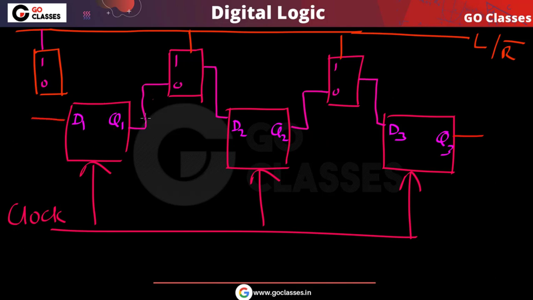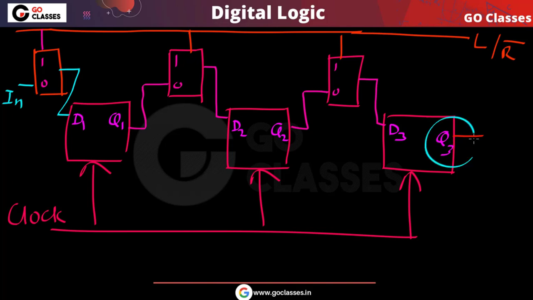So if this is 1, then what will happen? I can connect this like this. And this 0 you can connect with the input. Now when this is 0, this is fine. Now when this signal is 1, then we want left shift.